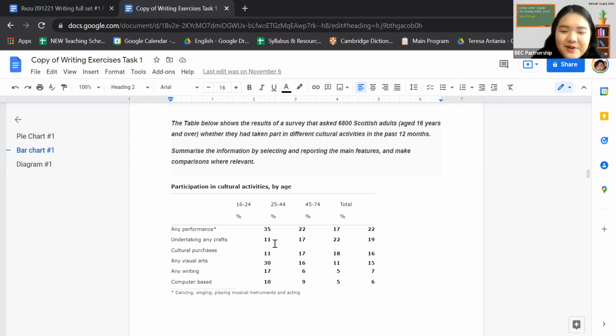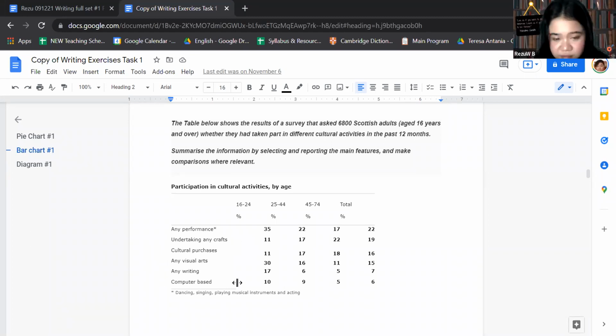Well, a tip for you. You can see here, computer based is lowest, like 10%, but undertaking any crafts and cultural purchases have a similar number to computer based. So you can mention them as slightly higher than that, but still at the bottom, for example, undertaking any crafts and cultural purchases. Oh, I can state then, for example, computer based has the total 10%, and slightly higher than that is undertaking any crafts and cultural purchases. You can.